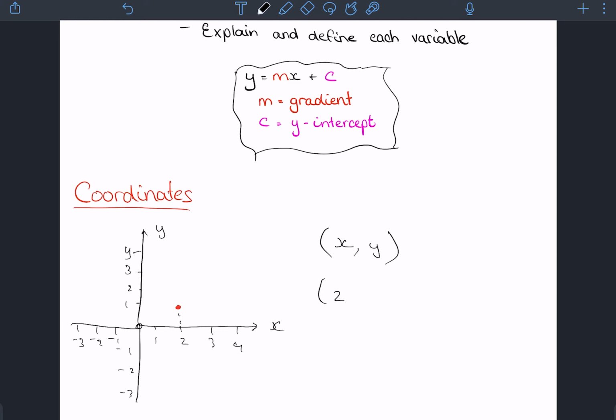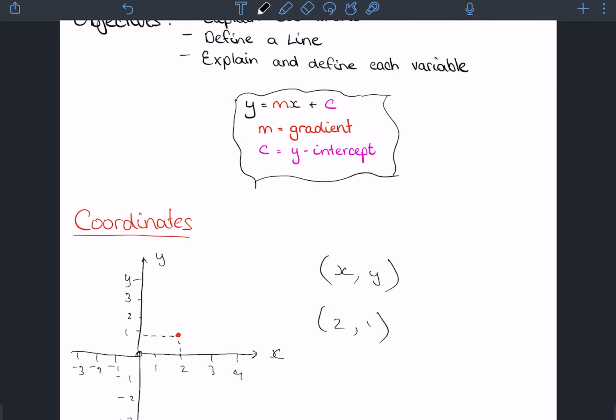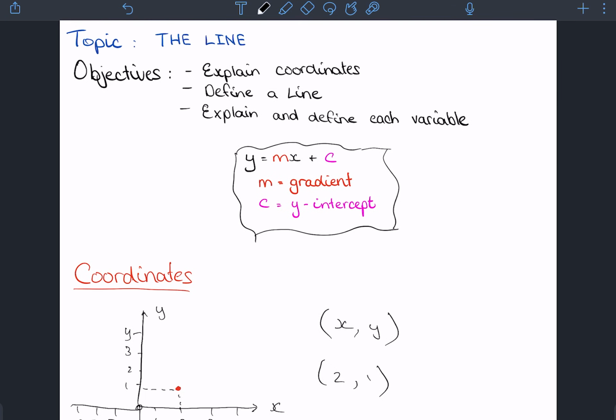Now for our second value, let's draw a quick line that runs to the y-axis. We know that this corresponds to about 1. So we know the coordinates for this point are (2, 1). All right. So now we've finished our first objective.